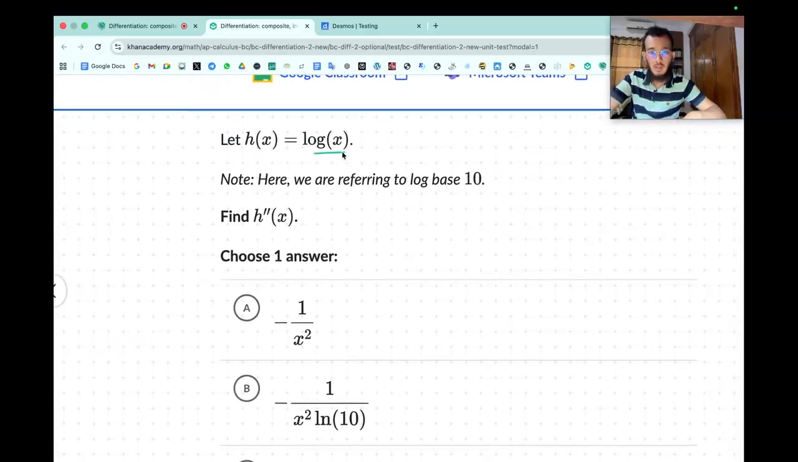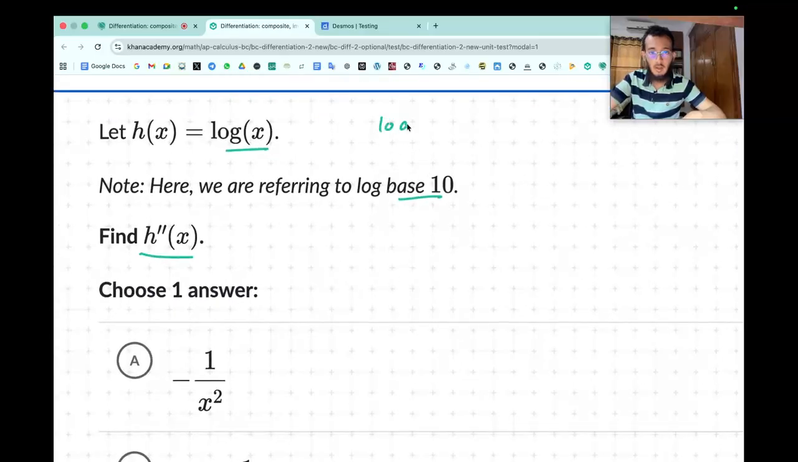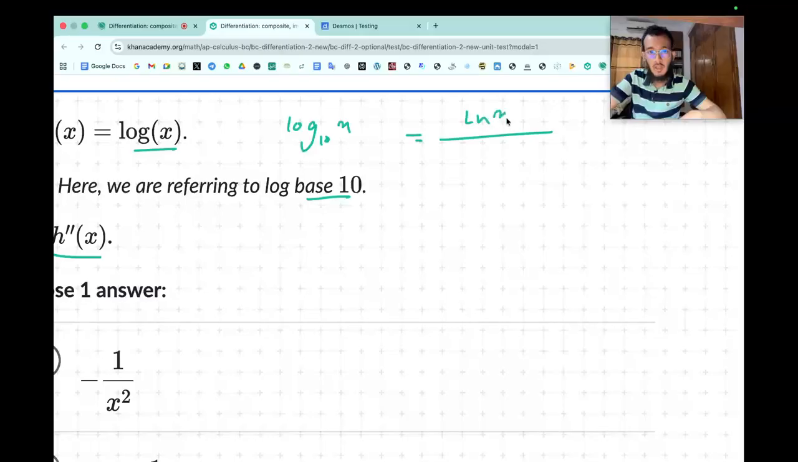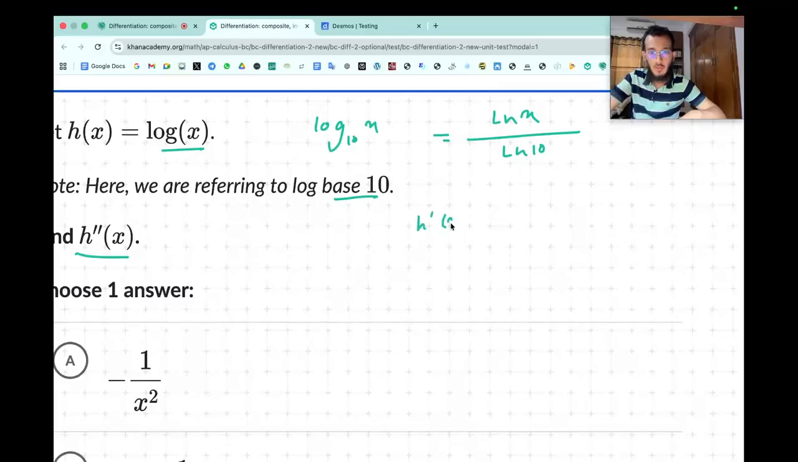Okay, h(x) is log x. Here we are referring to log base 10, and we want h''(x). Log basically means logarithm base 10 of x. This could be rewritten as ln x by ln 10. And we know the differentiation of ln x is 1 upon x, so h'(x) is 1 upon x ln 10. What about h''(x)?